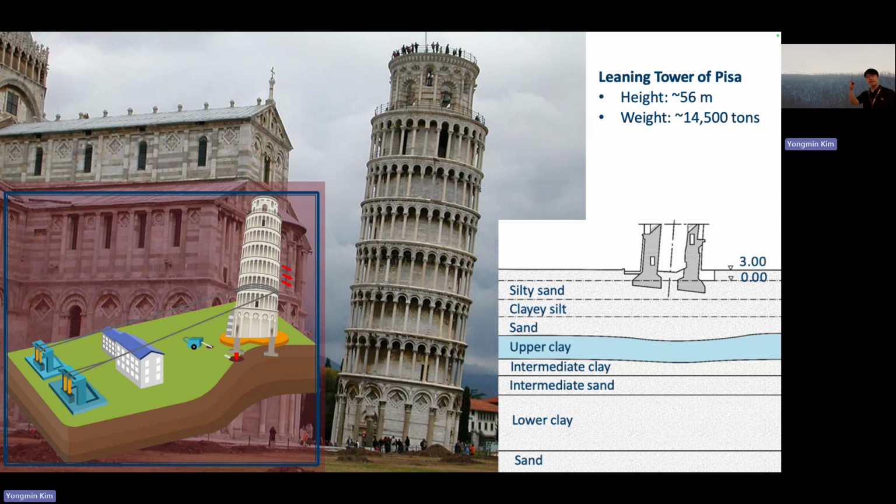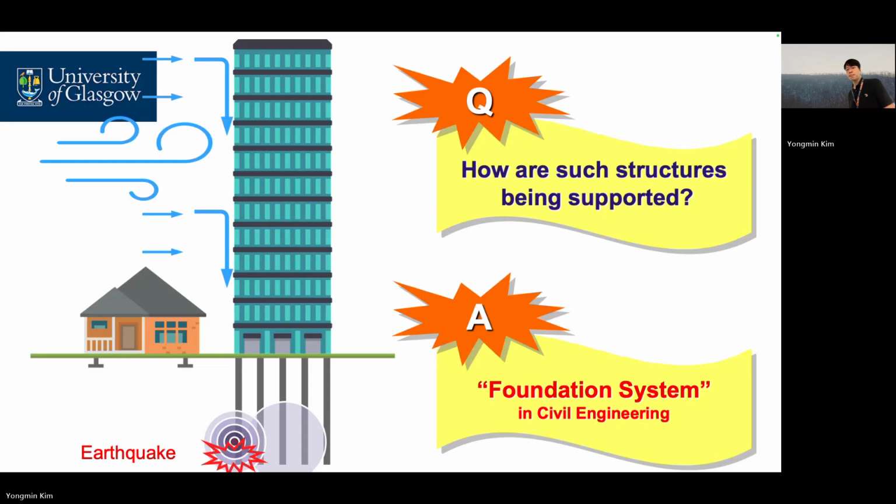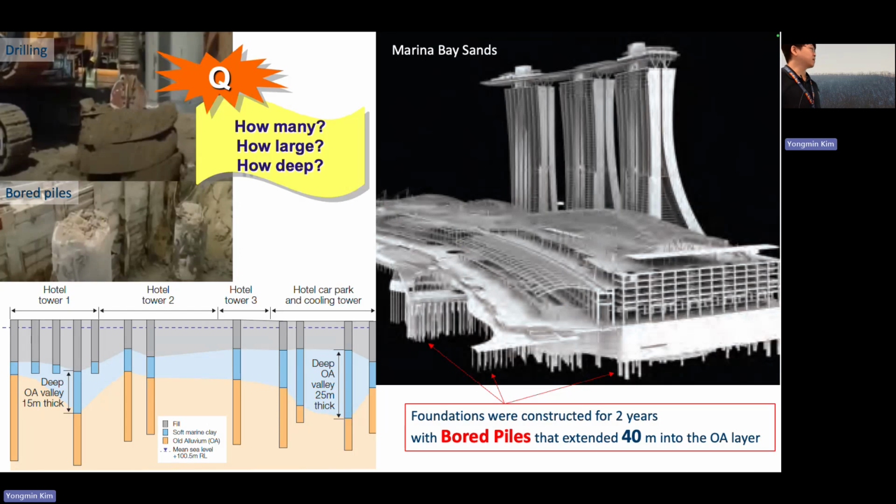Keep tilting and tilting, and then reached very dangerous situations. So many of the engineers try to recover it back to the original place. So this foundation system secures our building safety and our citizens' safety. So let's go back to our Marina Bay Sands.